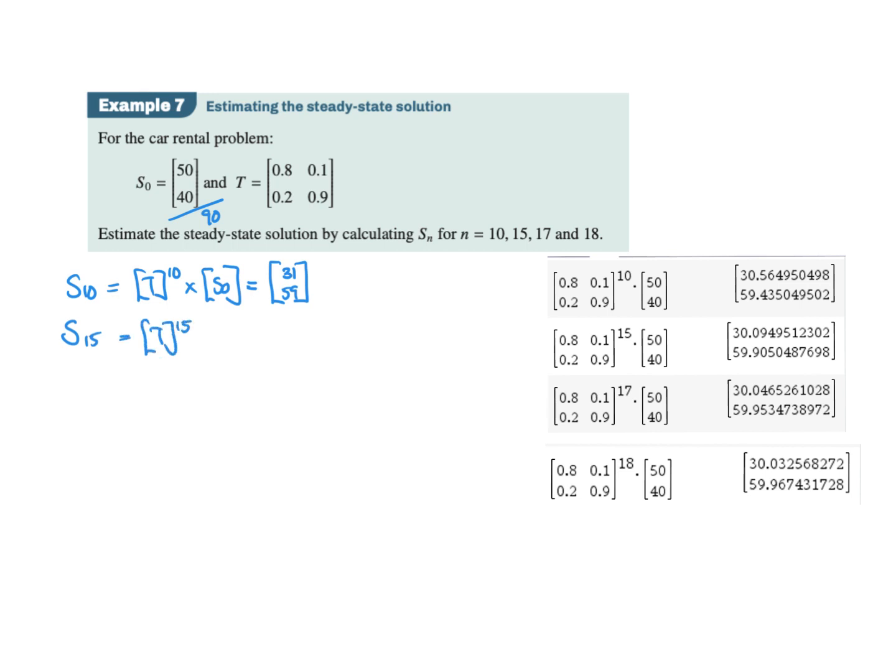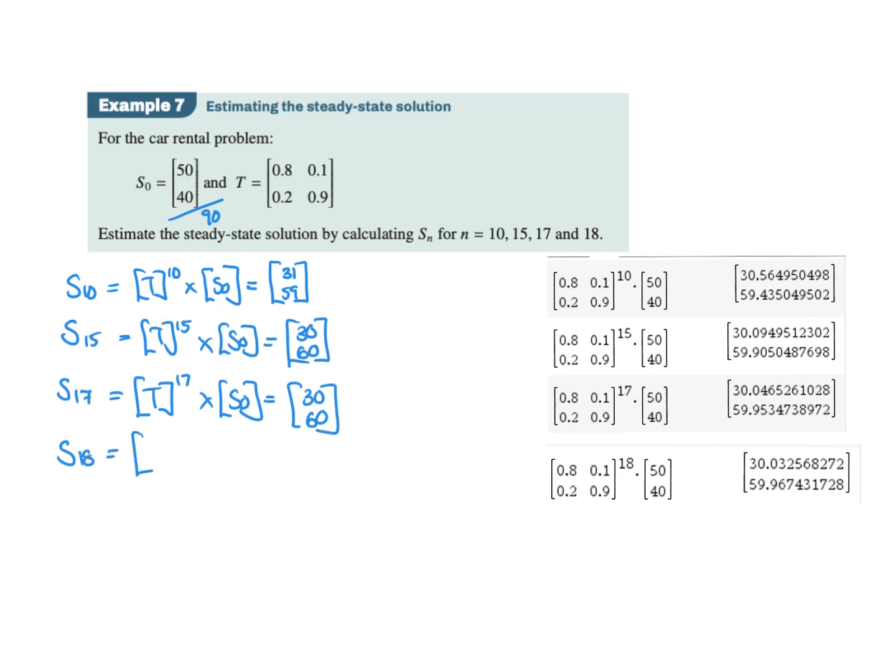The next one, they wanted 15. So I do transition to the power of 15. I've got it over here. It rounded to 30 and the bottom one rounded to 60. That's 90, so we're good. S17: we're doing that one to the power of 17 times S0, and we end up with 30 and it rounds to 60. Can you see, are we starting to not change? Yeah. And then if I do T18 times S0 and round it, I end up with 30 and 60.